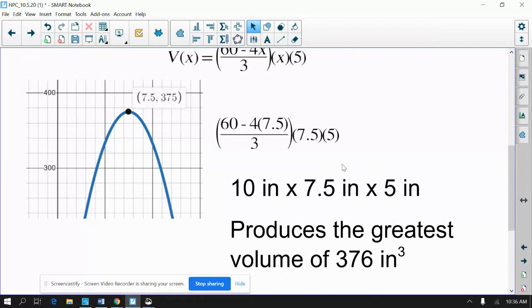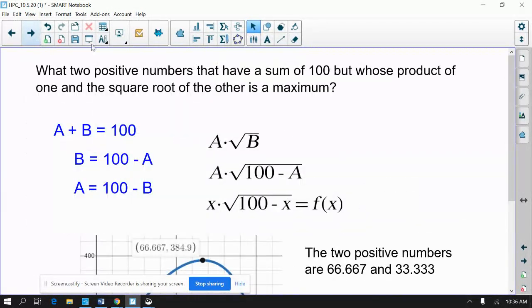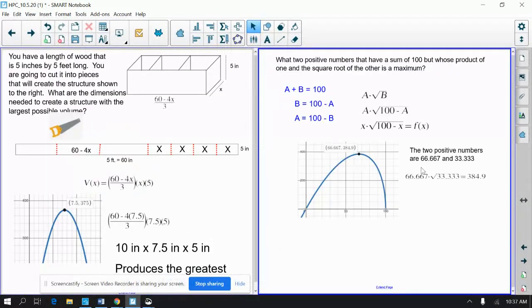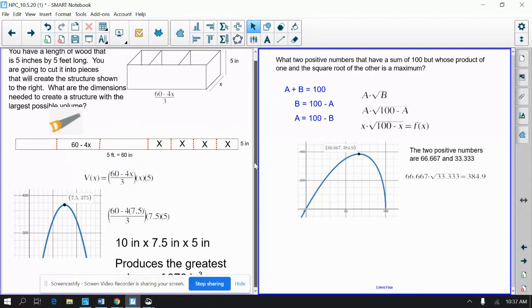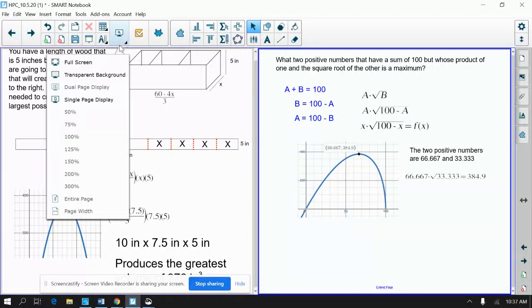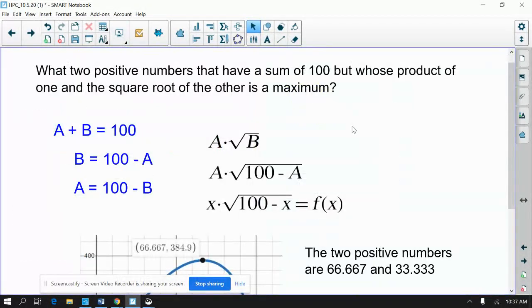Forget it. There it is. Let's see here. Here's the whole page on display. The last problem that we have here, all the work is already displayed for you.